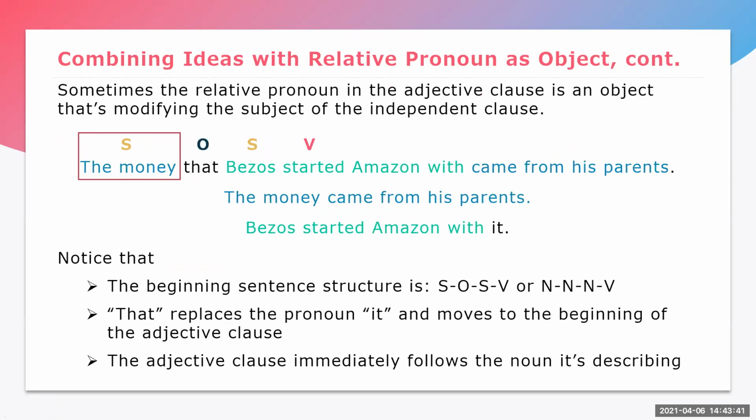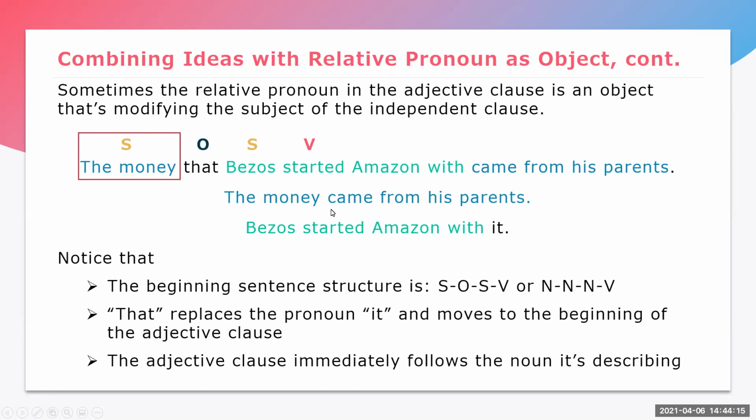Finally, there are going to be times when you have an adjective clause with a relative pronoun that's an object, and your adjective clause references the subject of your independent clause. So let's take a look at an example. Here we have two sentences. The money came from his parents, and Bezos started Amazon with it. The object pronoun it in the second sentence refers to the money, which is the subject of the first sentence.